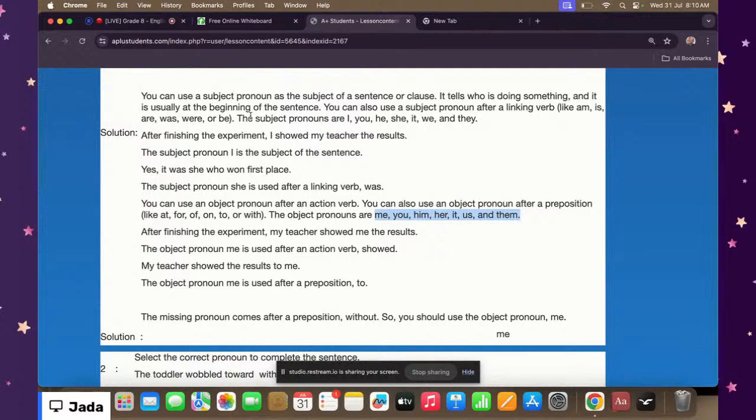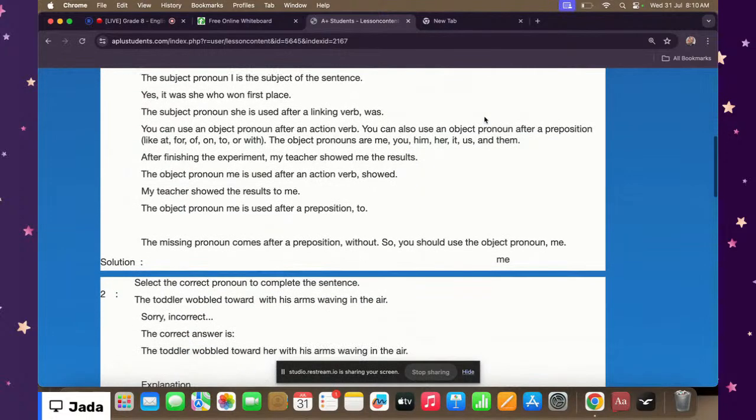So if you're starting the sentence, what you basically see is the subject pronoun, or sometimes it could be in between. So subject pronouns are I, you, he, she, it, we, and they. So these are the subject pronouns.